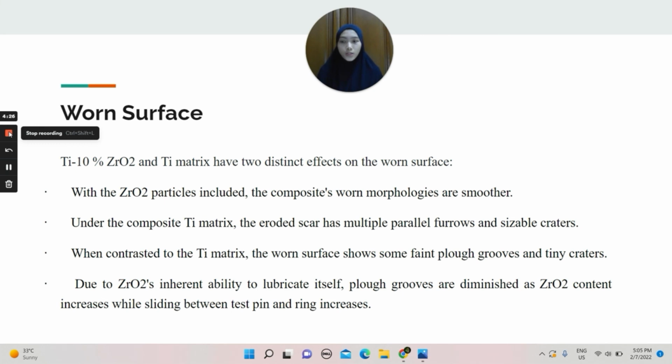Okay, the last one is, due to zirconium's inherent ability to lubricate itself, plough grooves are diminished as zirconium content increases, while sliding between the test pin and ring increases.